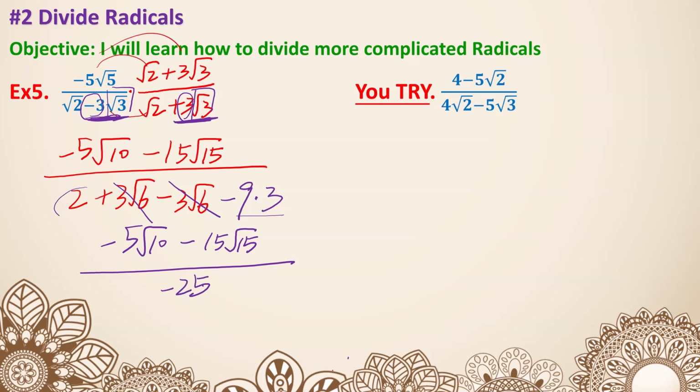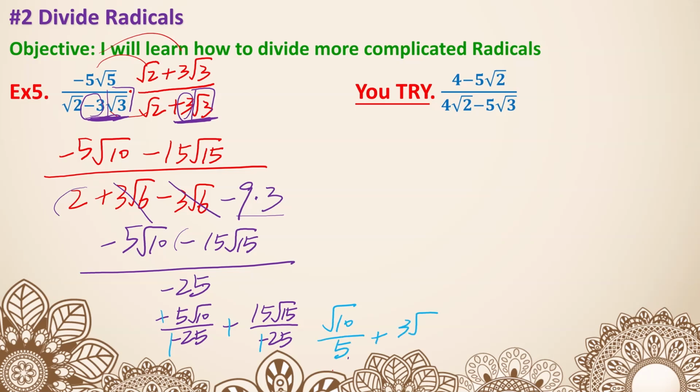So now I'm actually going to need to separate them and simplify. Negative 5 square root of 10 over negative 25. And then we have a minus 15 square root of 15 over negative 25. Clearly everything becomes positive. That's also positive. We can simplify the 5 and the 25. So the answer is square root of 10 over 5 plus 3 square root of 15 over 5. That is the final answer for example 5.